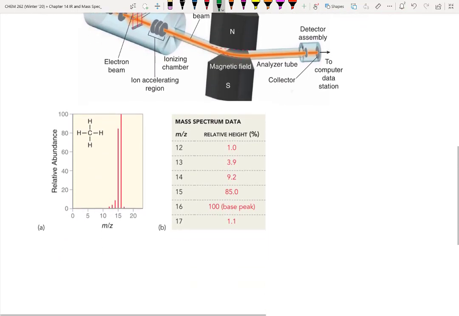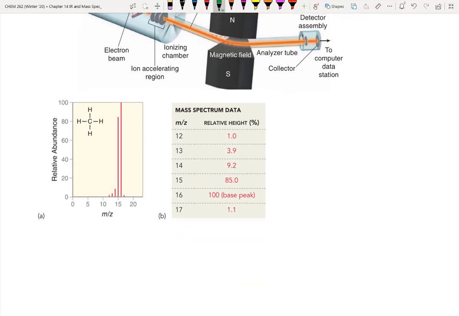So let's take a look at a sample spectrum. Down here, we've got this. M to Z is your charge, or sorry, mass to charge ratio.